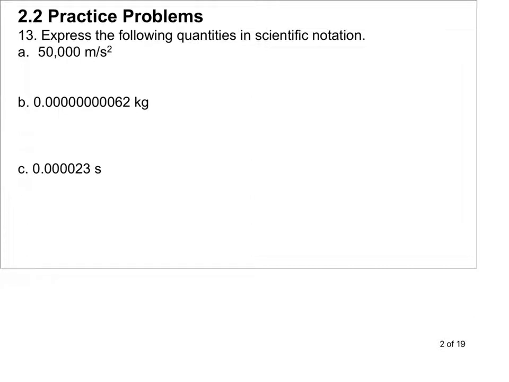Today you got your practice problems for section 2.2. You should have already attempted to complete these. Now you'd be checking them, to see if you got them right.